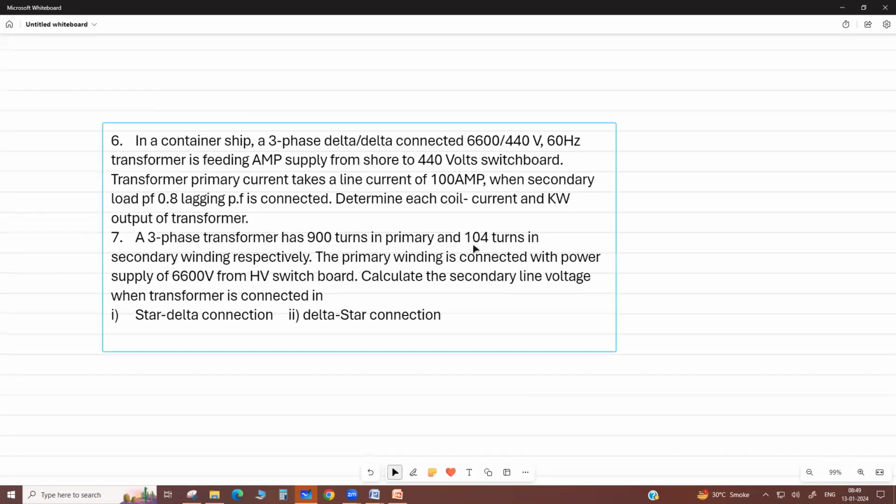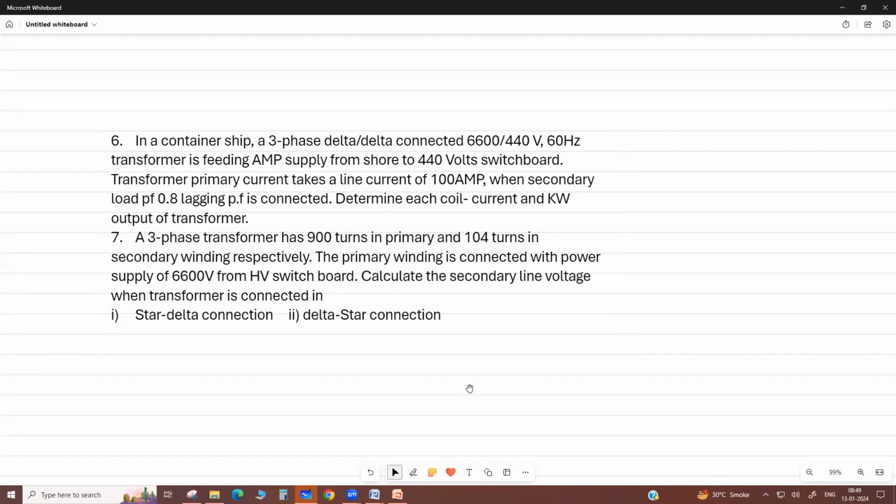यहाँ पर टर्न्स हैं, तो टर्न्स रेशो पर फेज ही होते हैं। Then, given the primary in star-delta or delta-star connection, you can calculate the secondary line voltage. So first you convert the primary current into phase, then you apply the phase turn ratio and transfer it. Actually, values are always given in line current and line voltage.